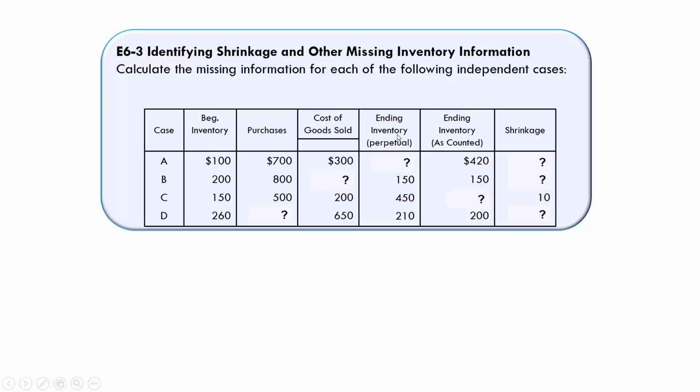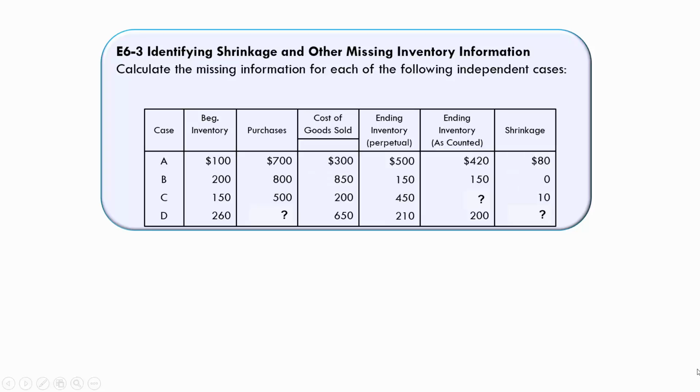Here under ending inventory in our perpetual system we have 150, and ending inventory as counted is 150. No problem. However, down here we have ending inventory, which we believed before we did our count was 210. After we counted, we only had 200. So what have we lost? We've lost 10. We don't know what happened or where it is. Our assumption is that this 10 is theft.